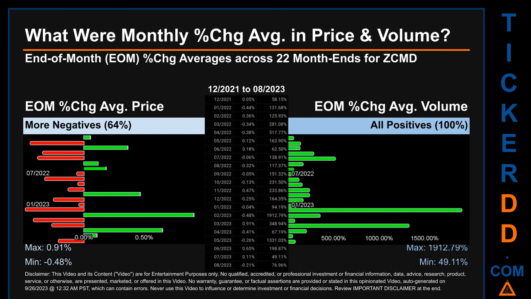Price saw an end-of-month max of 0.91% in average percentage change along with a minimum of -0.48%. For volume, the maximum and the minimum monthly percentage change were respectively 19,12.79% and 49.11%.